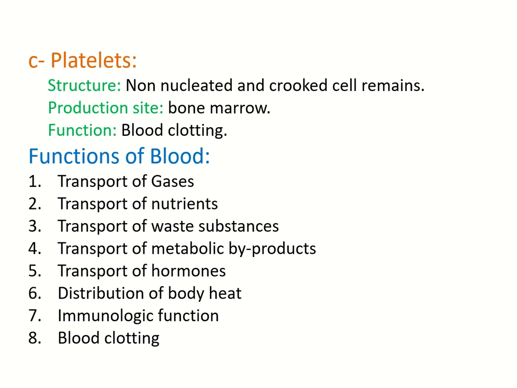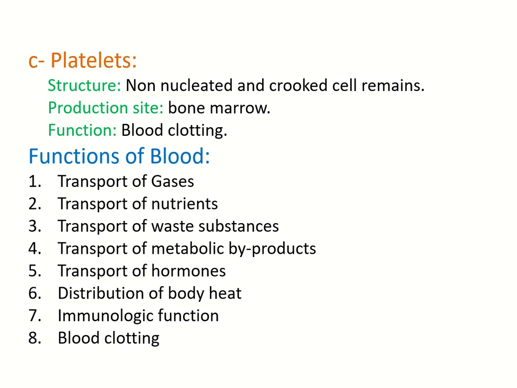Now the third part of the blood is platelet. These are actually meant for blood clotting. Their function is to clot the blood wherever you have got a cut or wound on your body. They come over there and prepare a net-like structure which is going to stop the bleeding. These are actually non-nucleated and fragments of the remains of the cells, and they are also produced within bone marrow.